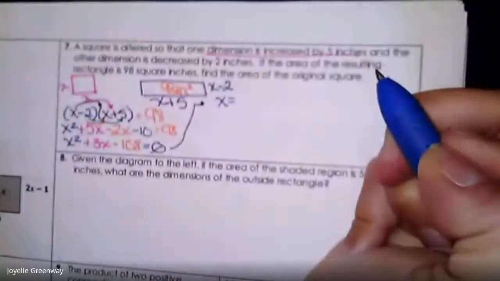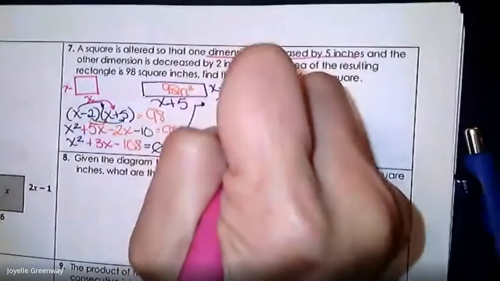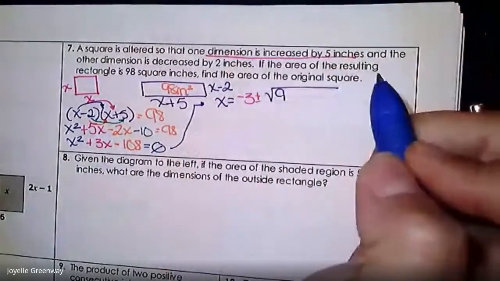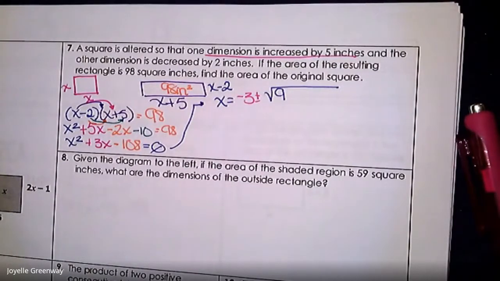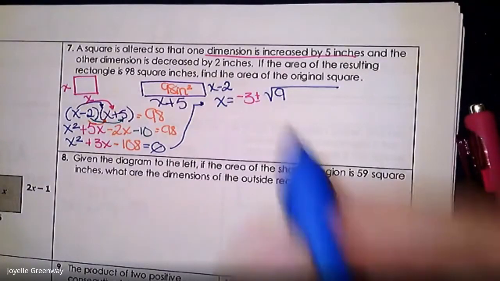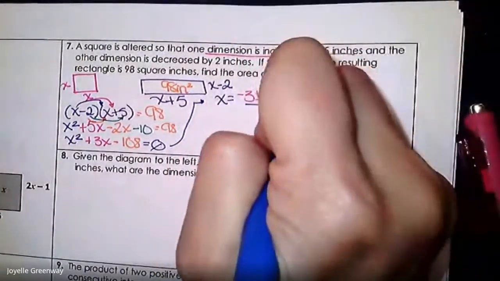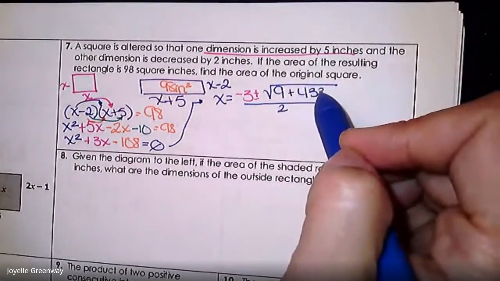So I'm going to continue up here. So x is equal to negative b, so negative 3, plus or minus the square root of b squared, which is 9, minus 4 times a times c. So c is a negative, so I know that's going to be plus. So negative 4 times negative 108, so plus 432, over 2 times a, which is 2. So 432 plus 9 is 441. And the square root of 441 is 21.